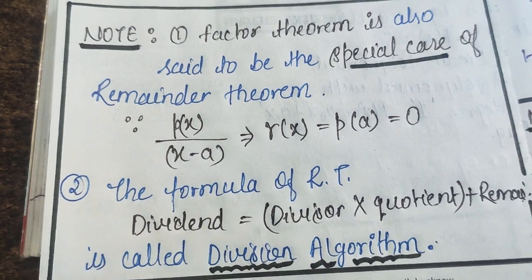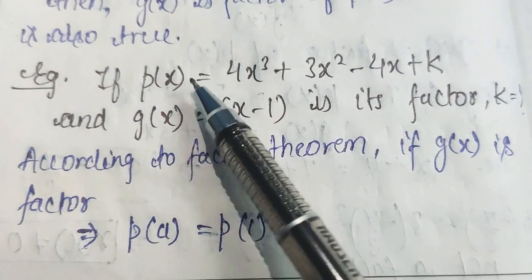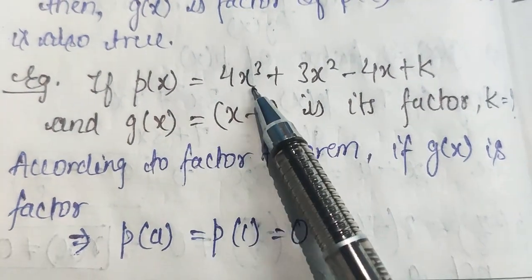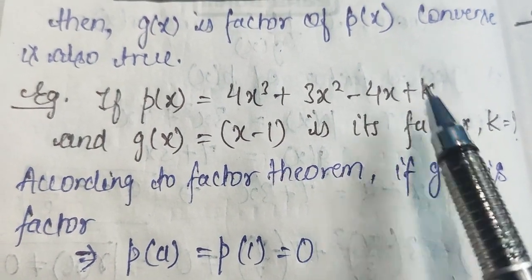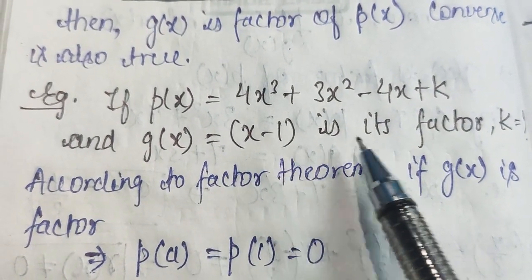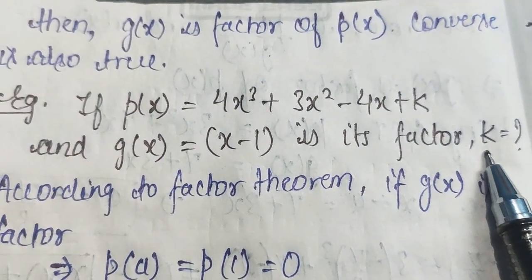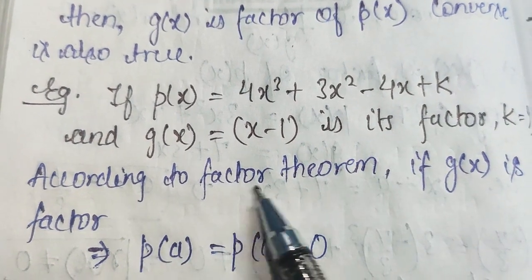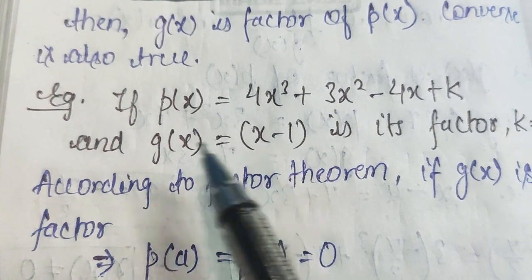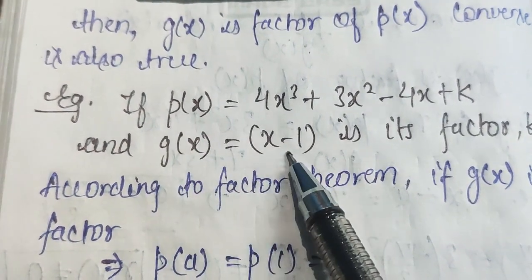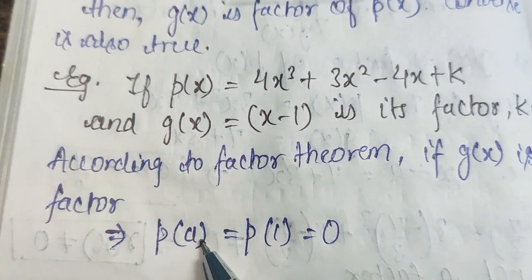So let us have an example to better understand the factor theorem. According to the example, you can see here p(x) equals 4x cube plus 3x square minus 4x plus k, and g(x) = x minus 1 is the factor of this polynomial, and then you need to find the value of k. So you know, according to the factor theorem, if g(x) is the factor of p(x), then the value of the polynomial at the point a should be equal to 0. So here we will use the factor theorem.